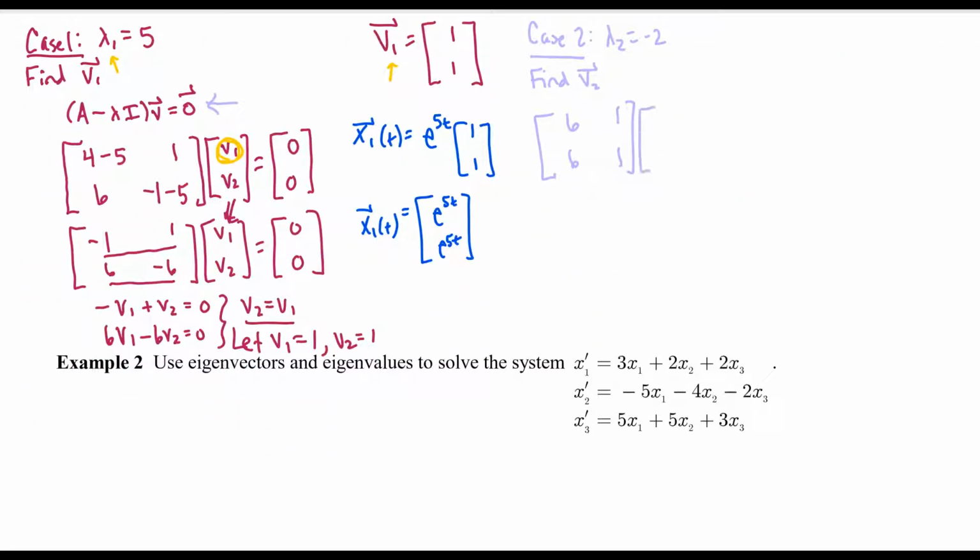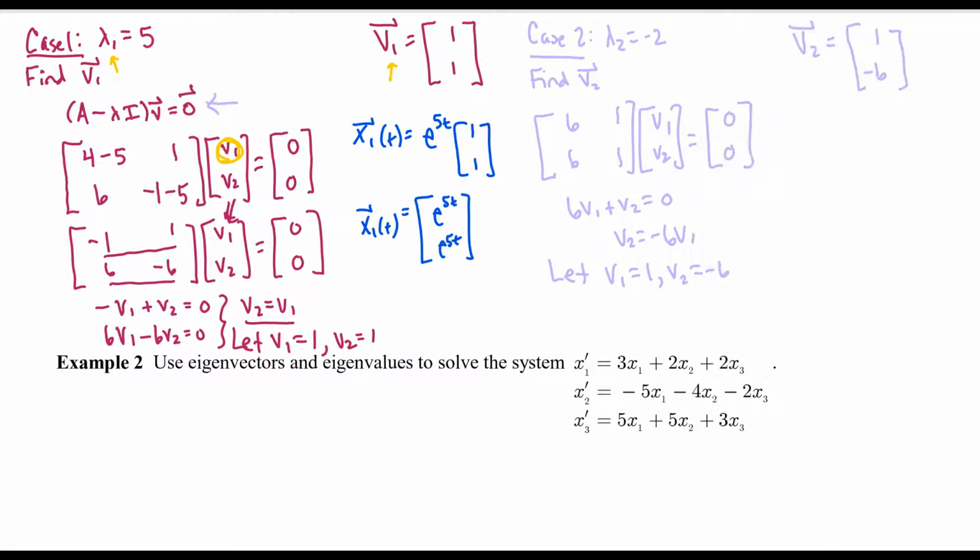So again, notice we are dealing with a dependent system. That means a system with an infinite number of solutions. Because if I carry out this multiplication, I get the same equation twice, which indicates that I have an infinite number of solutions. I just need to find one. So I'm going to choose something easy. Let's let V1 be equal to 1. Then V2 would be equal to -6 times 1, or -6. So my second eigenvector is going to contain components 1 and -6.